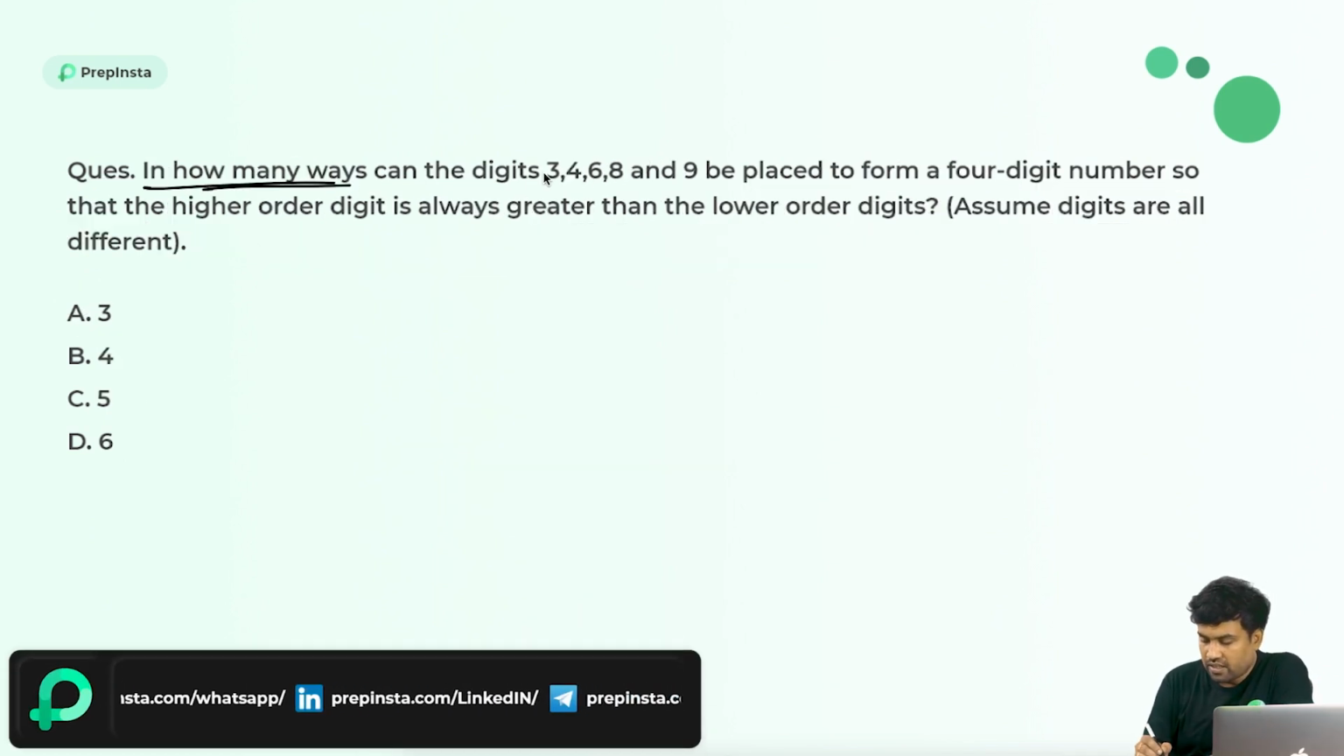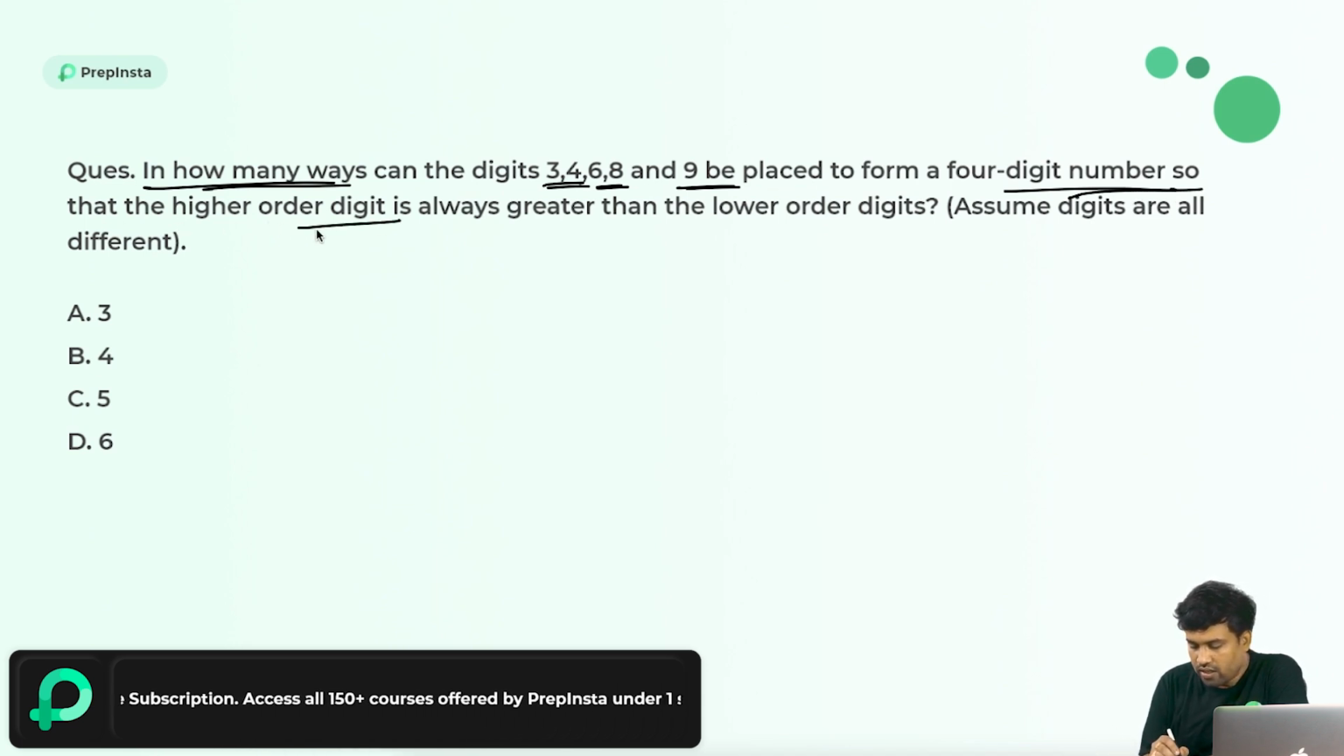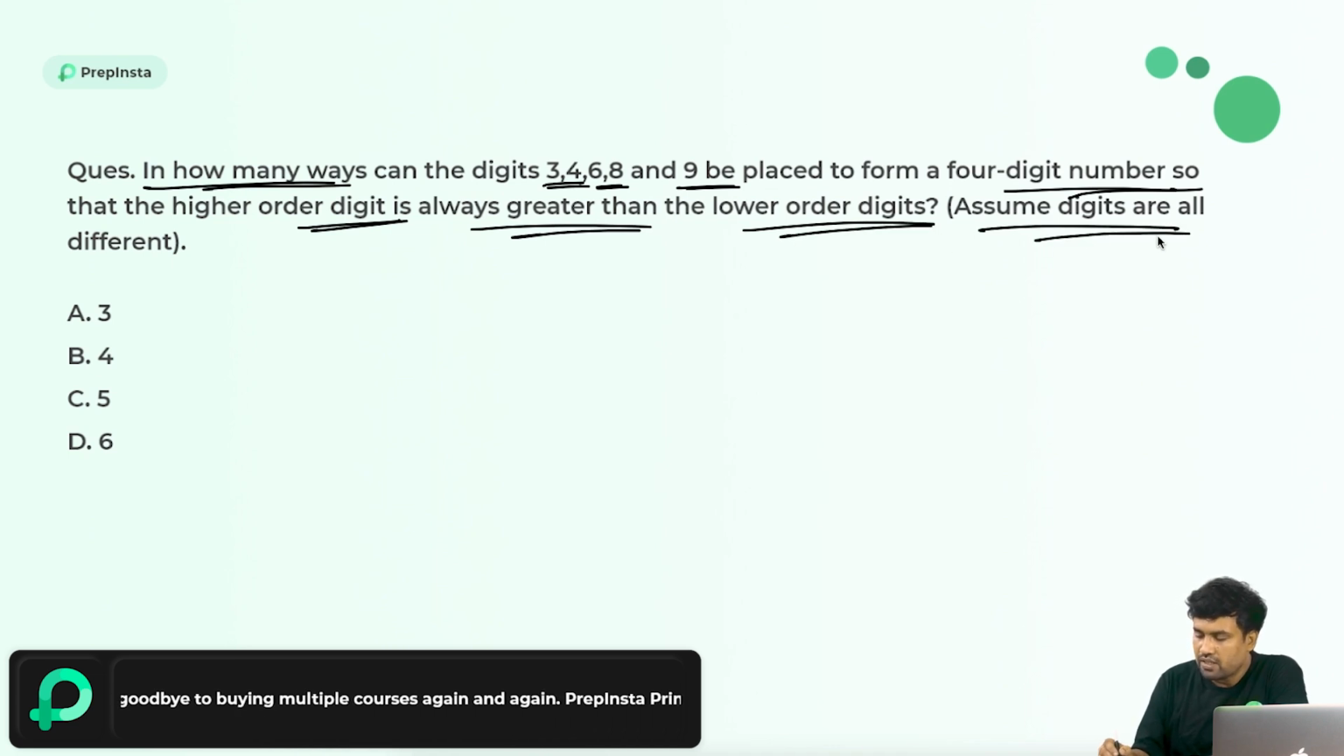In how many ways can the digits 3, 4, 6, 8 and 9 be placed to form a 4-digit number so that the higher order digit is always greater than the lower order digit? Assume digits all are different. So just look at here, guys.